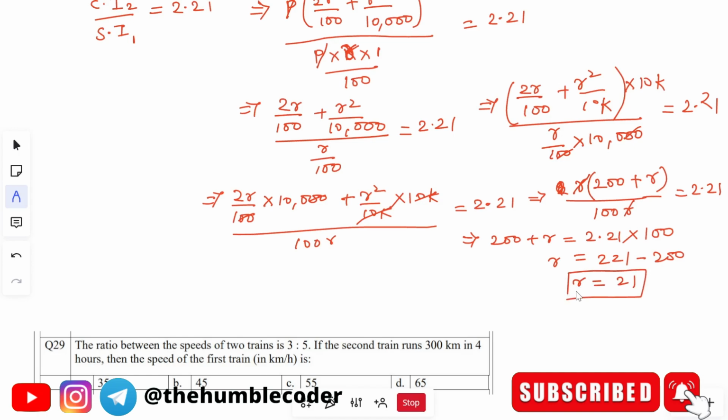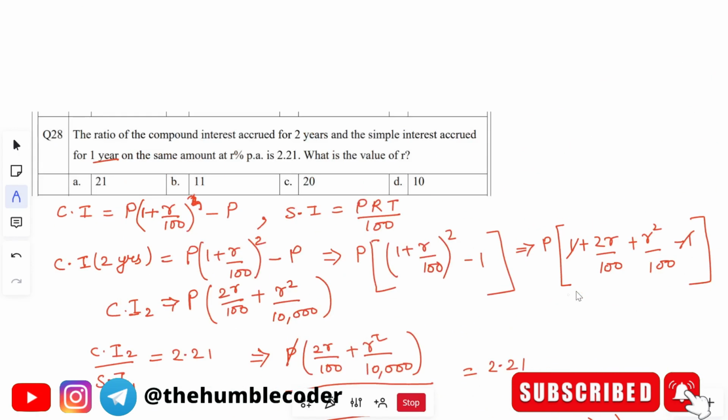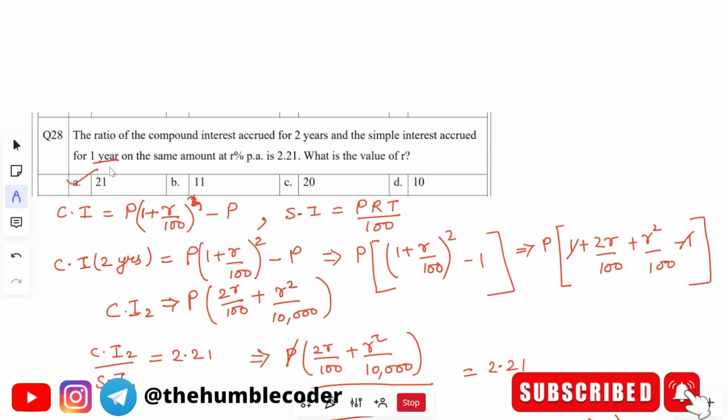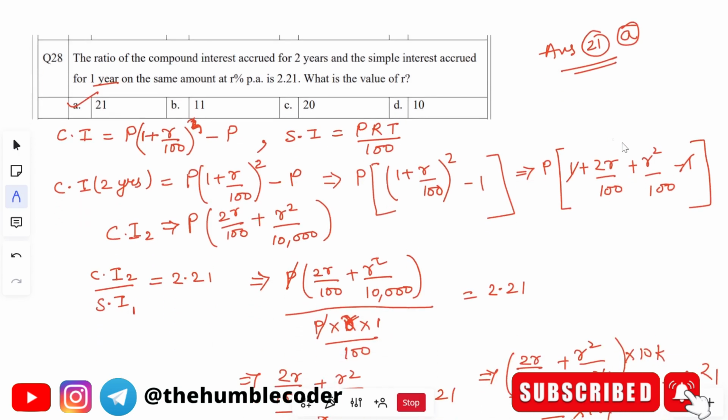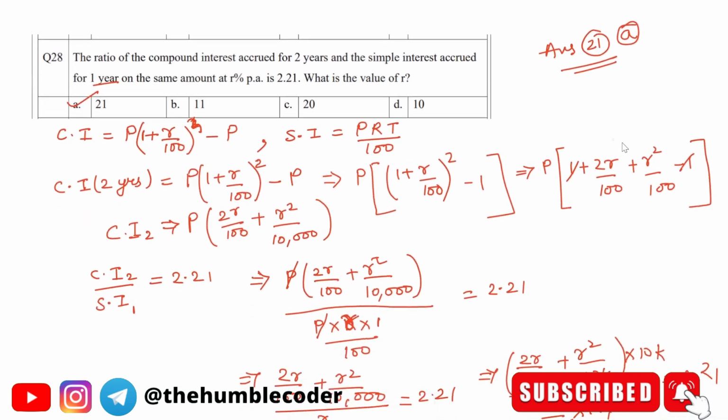Let's see the options that we have. The correct option for this one will be option number A, because option A is 21. So the correct answer is 21, which is option number A. Hope you have understood it. If you have any doubts at any point, you can ask in the comment section. Let's now move on to the next question.